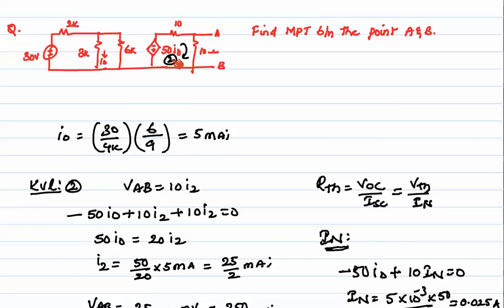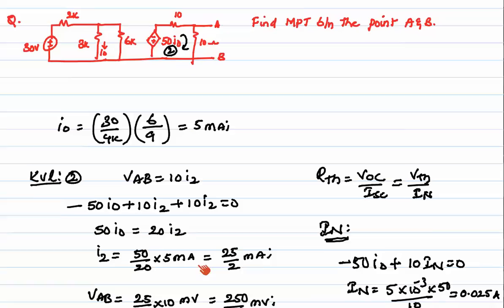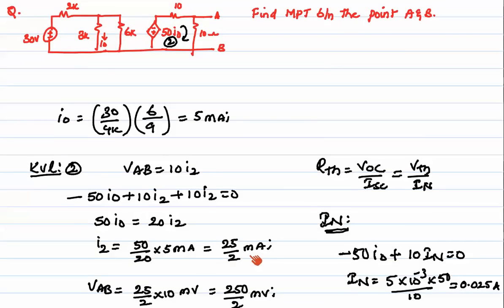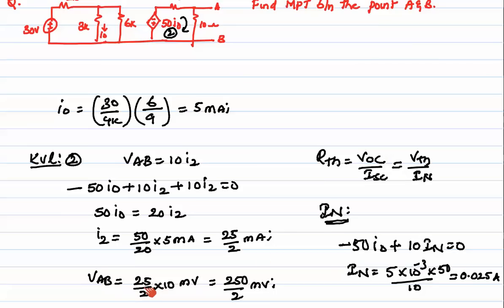Next, applying KVL in this equation, we get minus 50 into I0 plus 10 into I2 plus 10 into I2 is equal to 0. Solving this, I2 is equal to 25 by 2 milliamps. And what is VAB? VAB is nothing but 10 into I2, so 25 by 2 milliamps into 10. So we get 250 millivolts here.